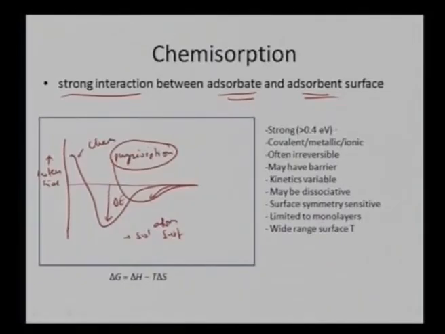It has a strength of greater than 0.4 electron volt. It can be a covalent bond, metallic bond, or an ionic bond. And once a particular entity is formed, because it is a chemical reaction, it tends to be irreversible in nature.